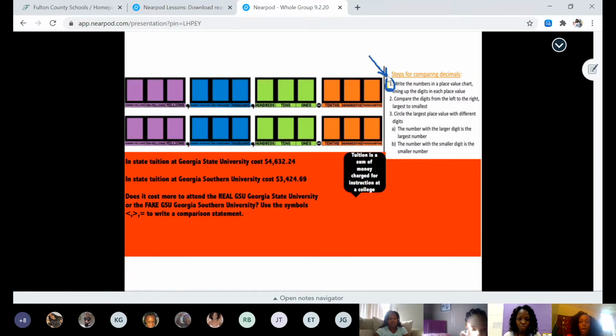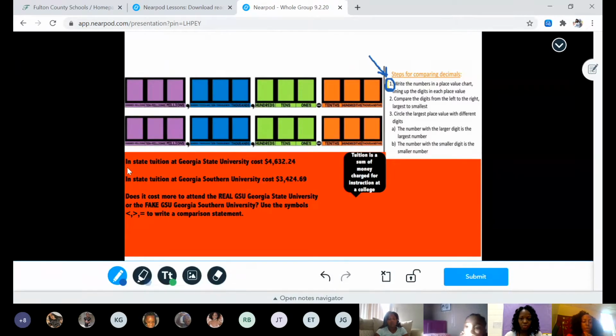Yep, we're on step one. I'm going to put each digit in the correct place. So I'm going to read this first sentence. It says, in-state tuition at Georgia State University costs $4,632.24. So even though it says that's money, I can read that as a decimal. So really this is 4,632 and 24 hundredths. Notice there's a difference between the comma and your decimal.